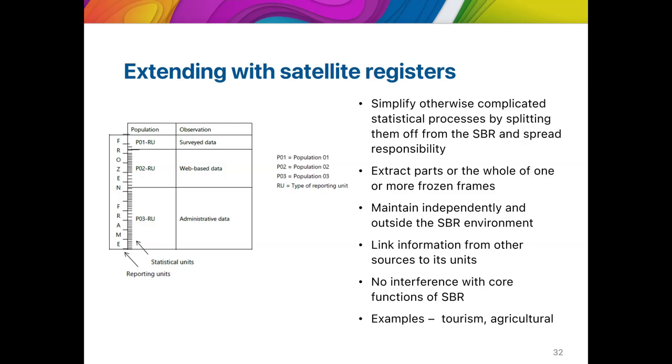Examples include a tourism business register that tracks hotels, travel agencies, tour operators, and visitor services. Another example are the agricultural registers that include details on crops, livestock, and farming practices.